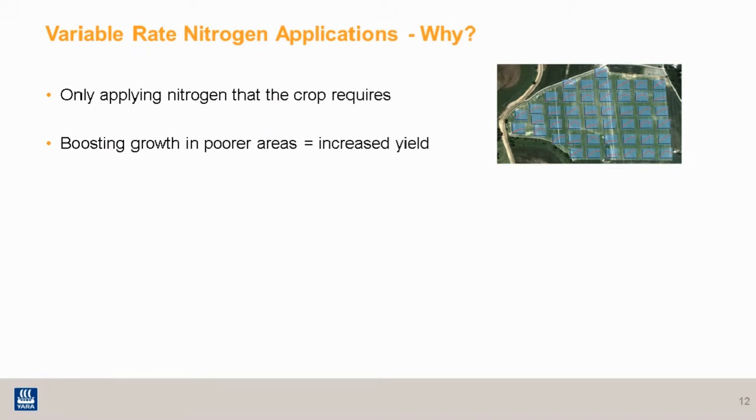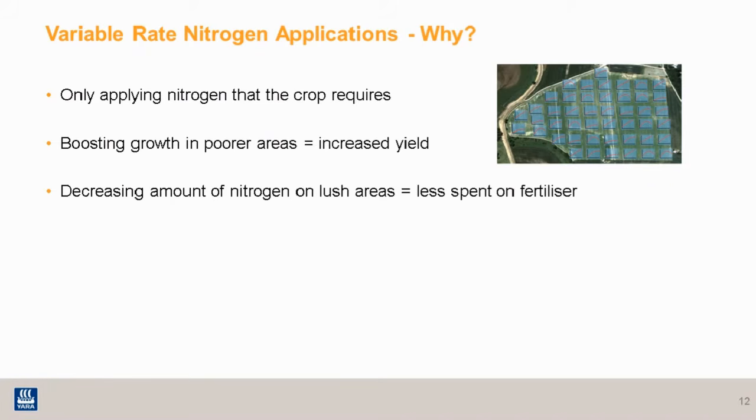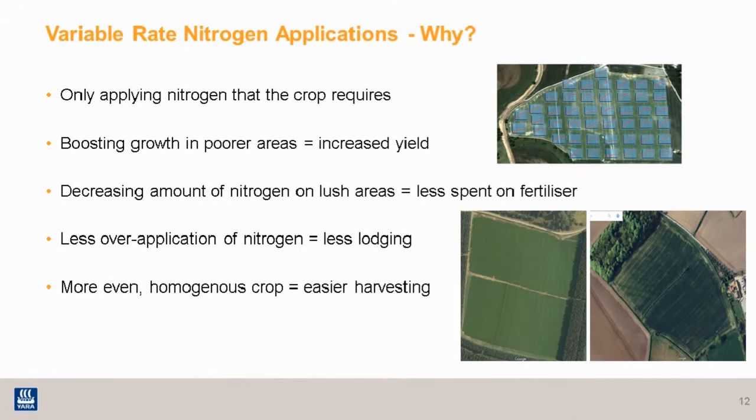So we're boosting the growth in those poorer areas, which means we're increasing the yield there, but we're also decreasing the amount of nitrogen on the lush areas. So we're spending less on fertilizer. And of course, with less over application, you've got less lodging as well. And so what we're aiming for is this left-hand picture of a more even, homogeneous crop, which is obviously going to be easier to harvest as well. And as well, you can expect, on average, about a 4% yield increase from variable applications of nitrogen.